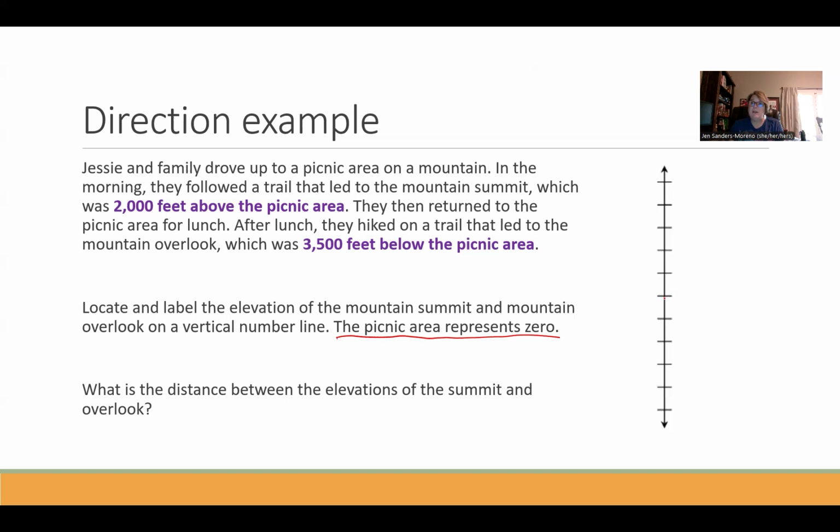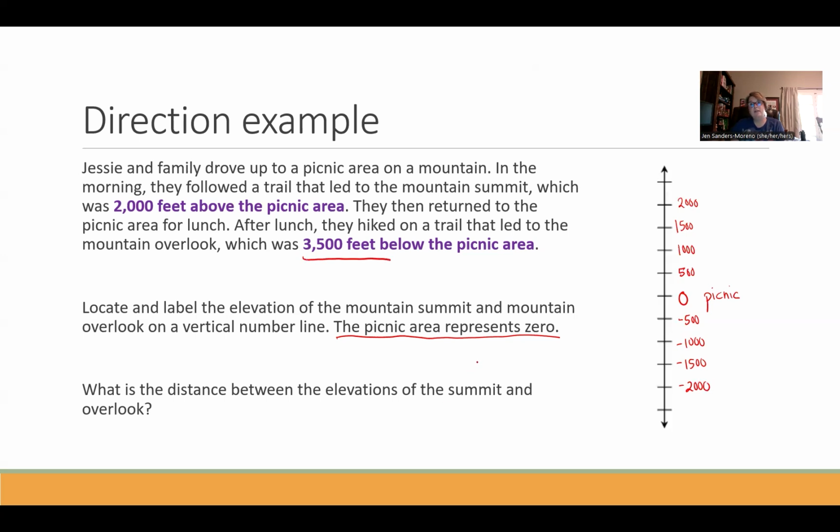Okay, now we could put it in the middle of the graph. We could put it up a little bit higher. We could go anywhere we want, but I'm going to put 0. And right to the side, I'm going to say this is our picnic area. Okay. Now, I'm going to attempt to go every 500. So this would be 500, 1,000, 1,500, 2,000. And then we'll have negative 500, negative 1,000, negative 1,500, negative 2,000, and that's a giant bummer.